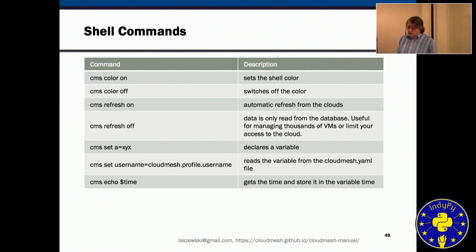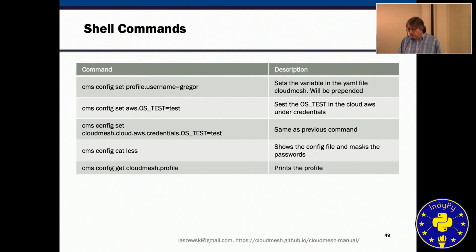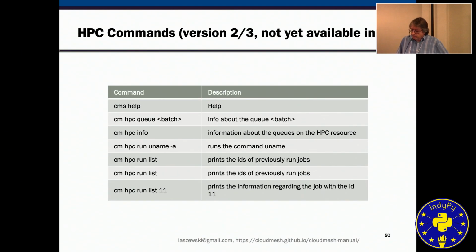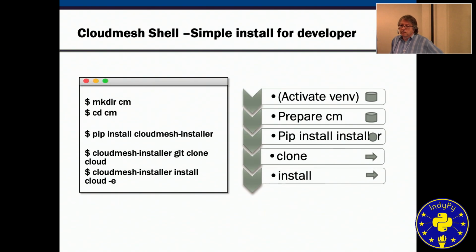For the shell commands, we can switch color on and off, we can switch refresh on, and we have variable management in there. We have configuration file management that we have included so that you can easily set, for example, CMS cloud equal AWS. We have help, and then we also have, or used to have, this is not yet supported in our current version, high-performance computing interfaces where you can actually run batch jobs. And this is becoming important because there are batch queues exposed in Amazon and so forth.